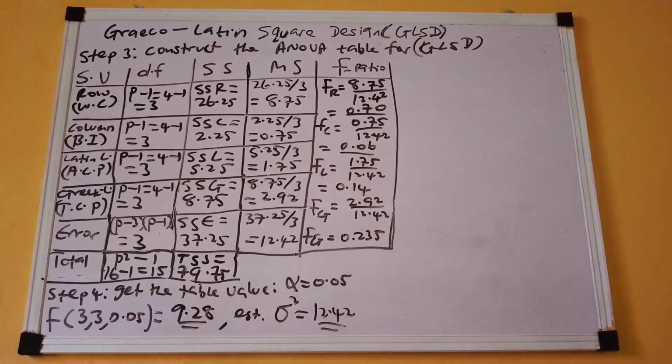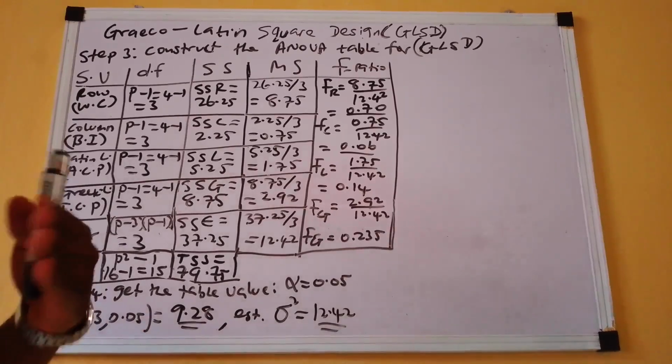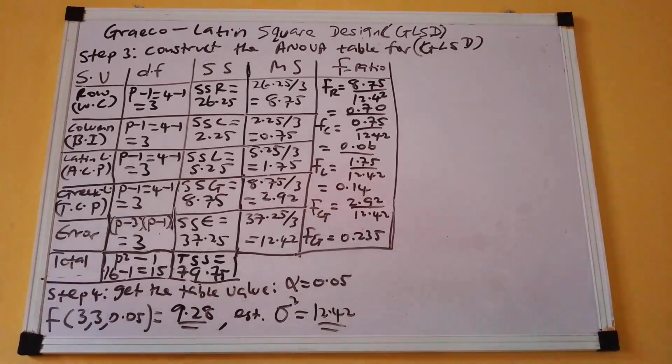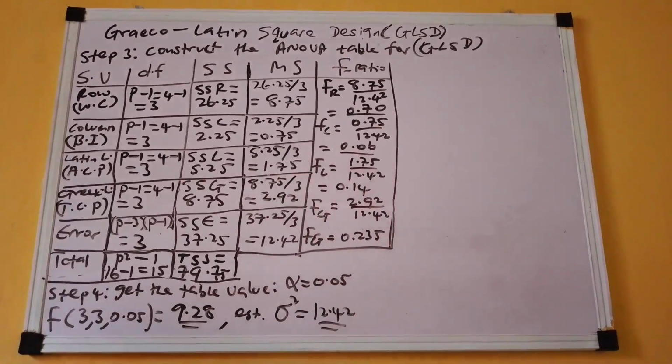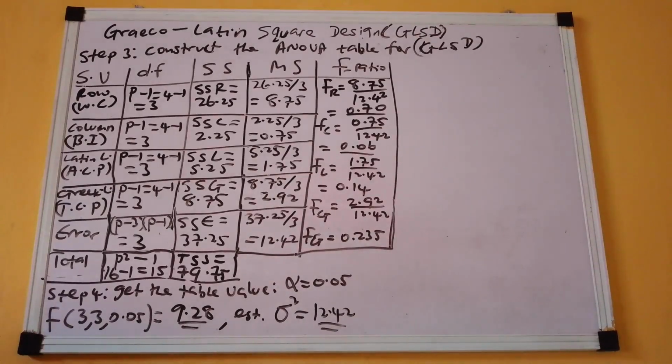So every ANOVA table has an estimated population variance, because what does the ANOVA table do? The ANOVA table uses variance to test for equality between means. So it is ANOVA, and that's where the name comes from, analysis of variance, in short form ANOVA. So it uses variance to test for differences among means, for significant differences among means, among various groups. I hope you are getting that.